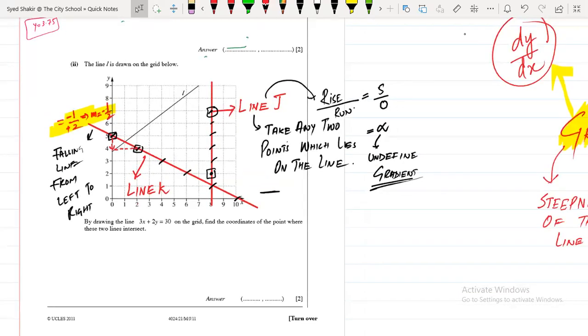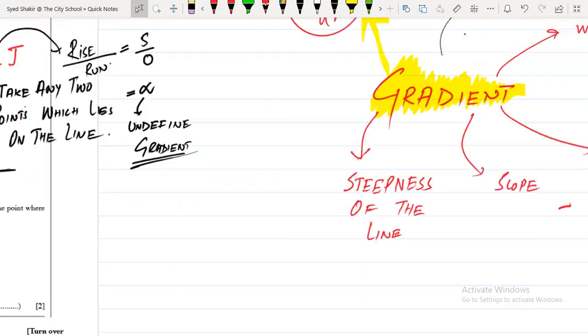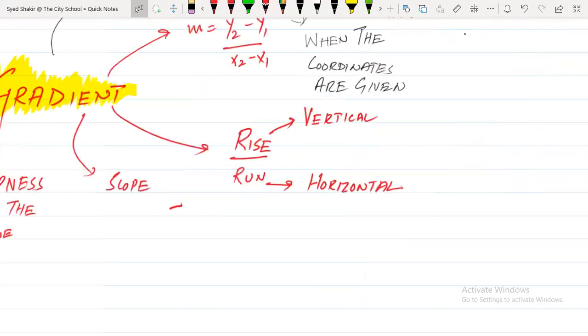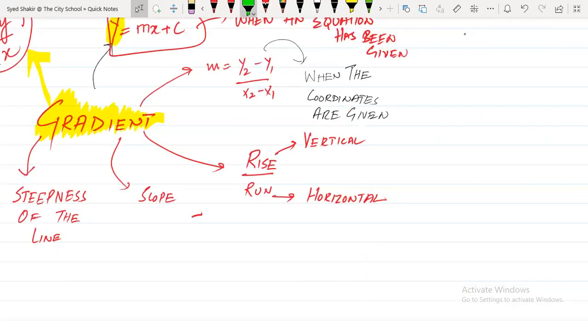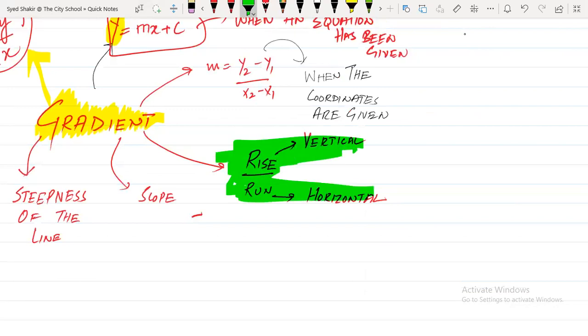Now, the second part: how to find the gradient through coordinates. Hope you understand the first part of the gradient, how to find the gradient through rise over run. Now, the second part is how to find the gradient through coordinates.